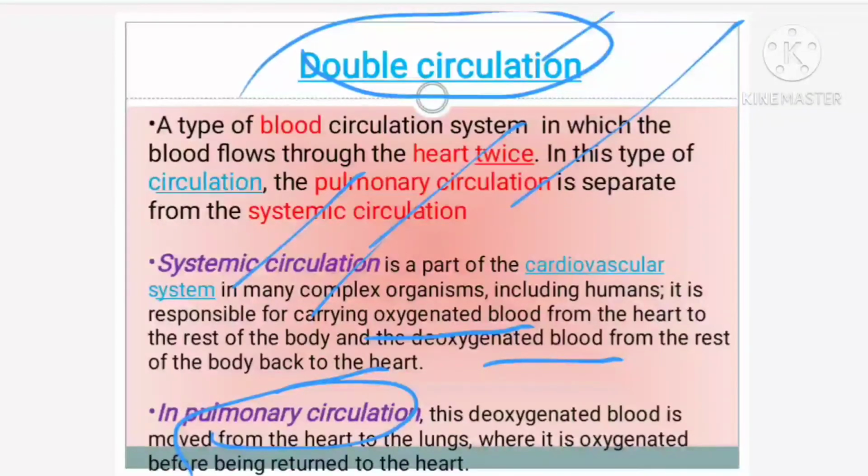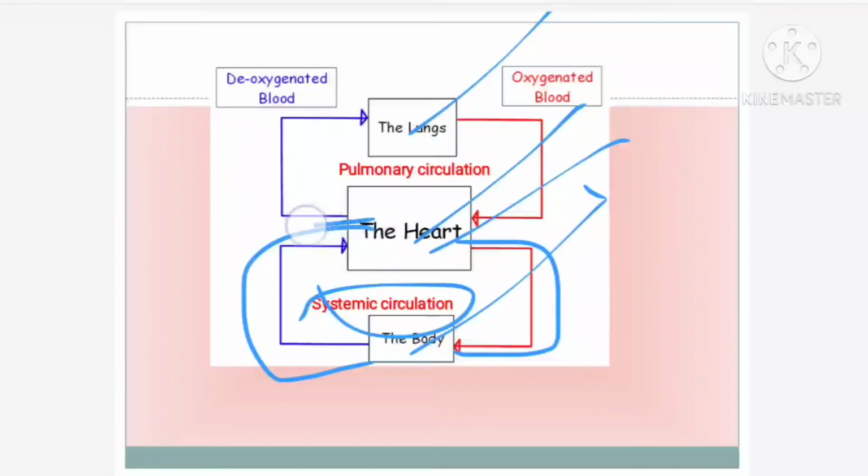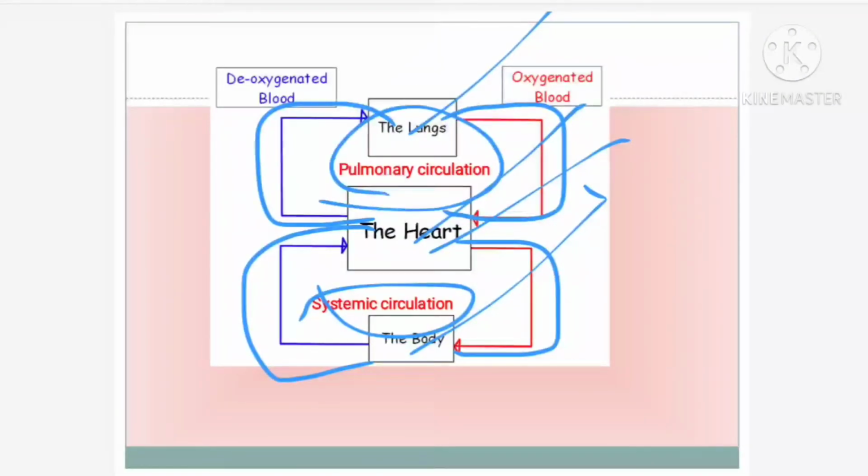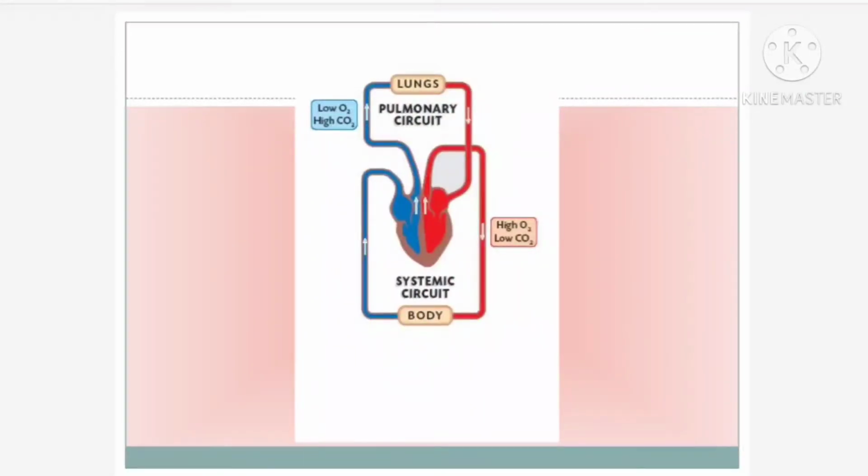What is pulmonary circulation? The deoxygenated blood is moved from the heart to the lungs, and the oxygenated blood is returned to the heart, isn't it? So, here also deoxygenated blood is taken to the lungs and the oxygenated blood is brought to the heart. Okay. So, this circulation we call it as what? The pulmonary circulation. Hope it is clear. This is the pulmonary circuit, and this one is the systemic circuit. From lungs to heart, okay.